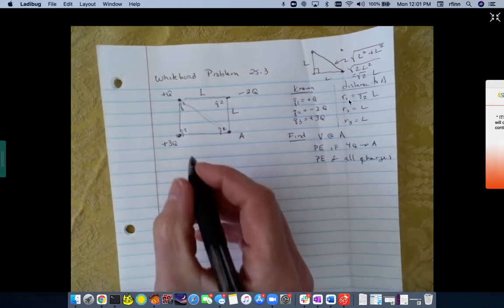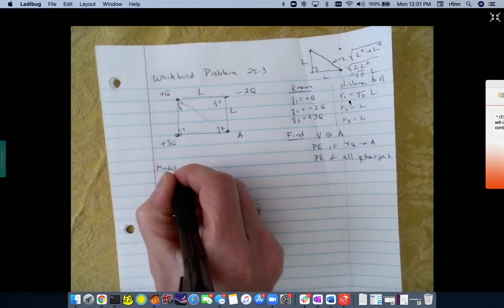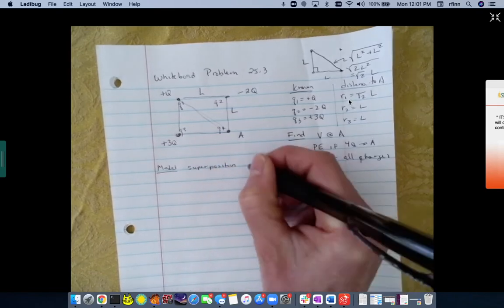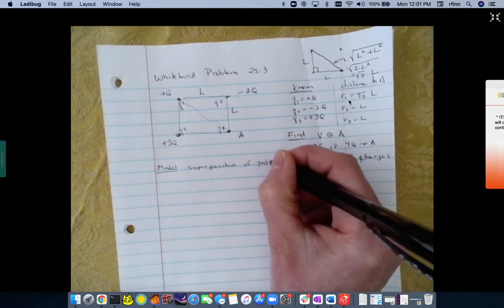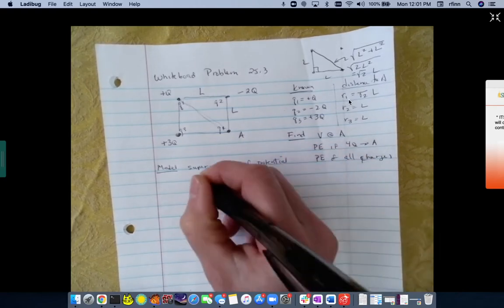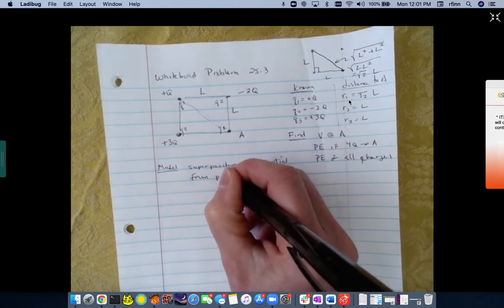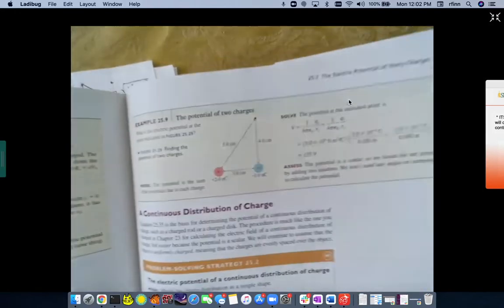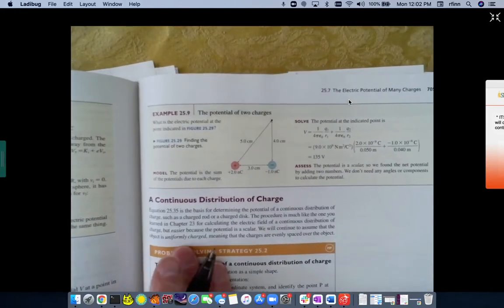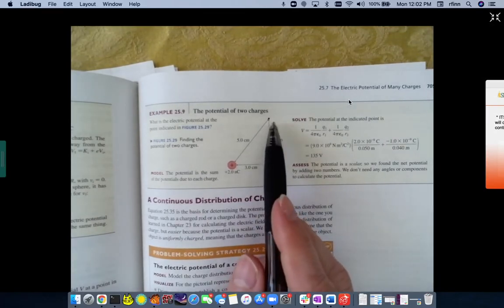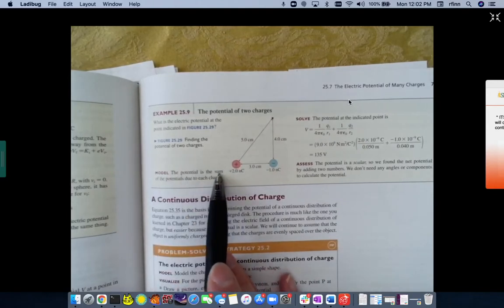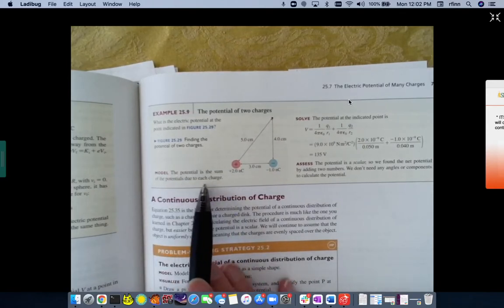All right, so our model is basically superposition of potential from point charges. If we check out our book, here's an example where they're calculating the potential from 2 charges at some other point. Find the potential of these 2 charges. The model is that the potential is the sum of the potentials due to each charge. So that's our superposition.